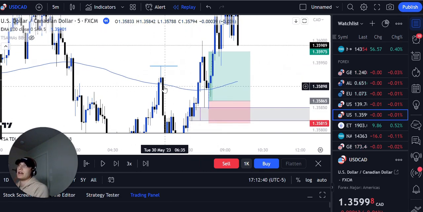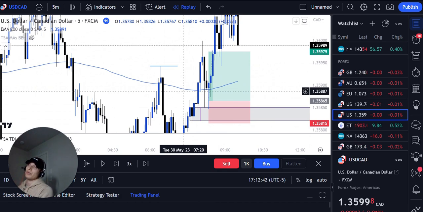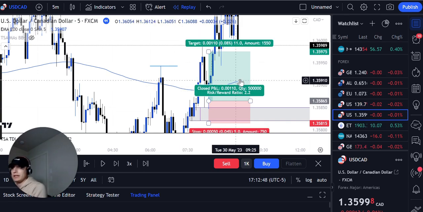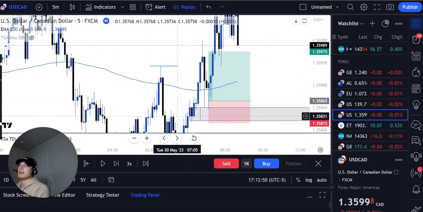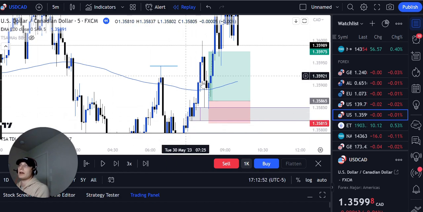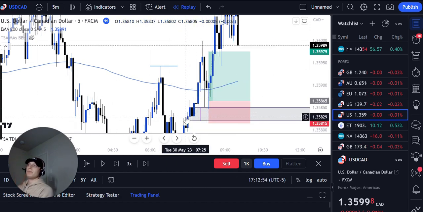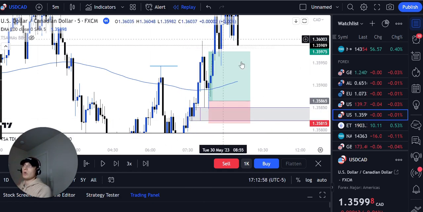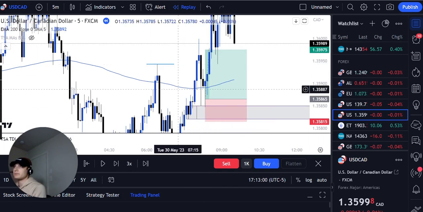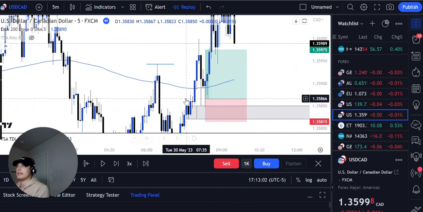This is the 200 moving average, this blue line, and the one thing I did not like about this setup would be the 200 moving average kind of being in the middle of it. Usually you want it to be right below your demand setup or right above your supply setup, and then your trade goes away from it. Technically, the trade still was going away from 200, but the demand setup was a little bit beneath it.